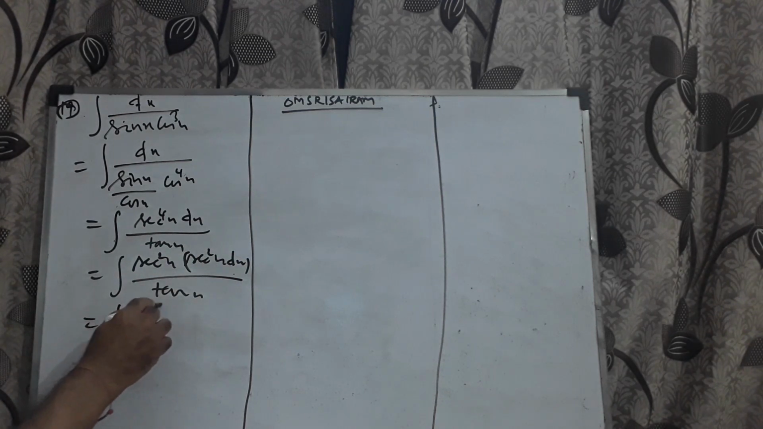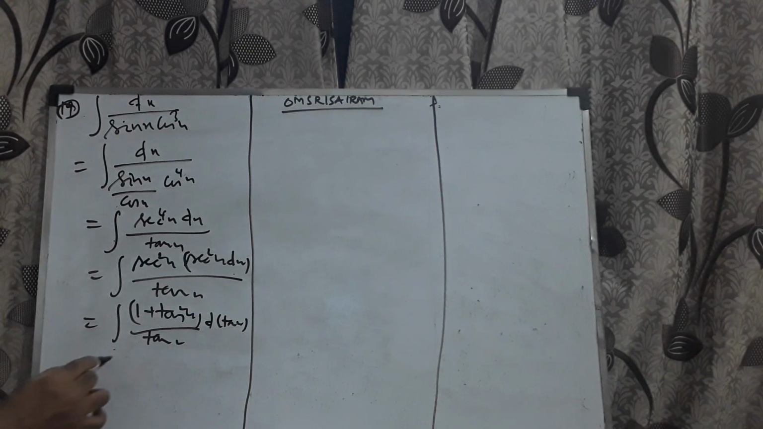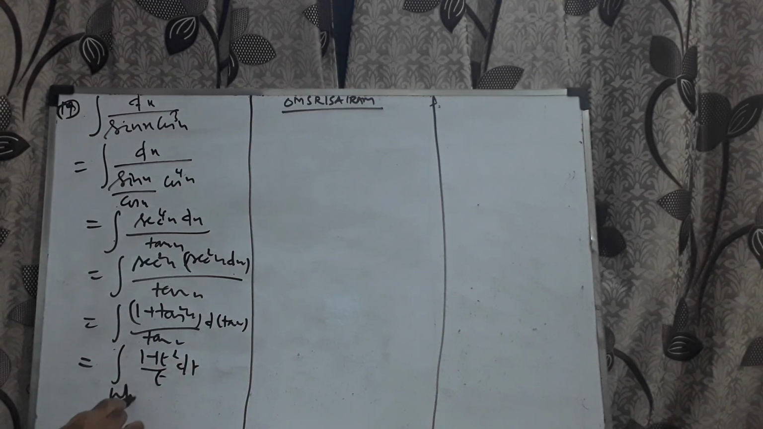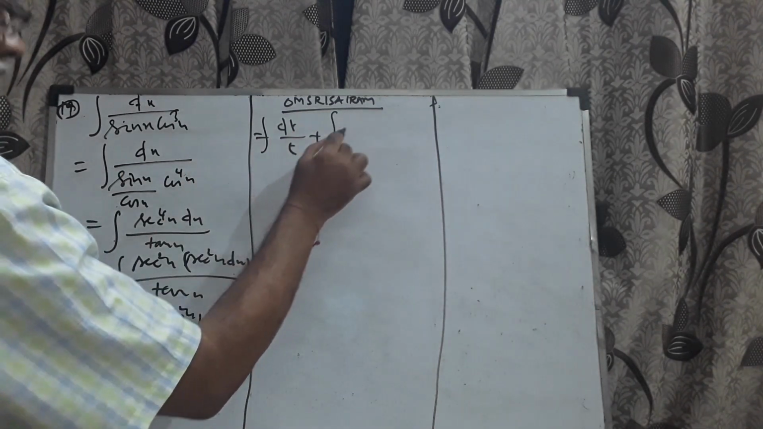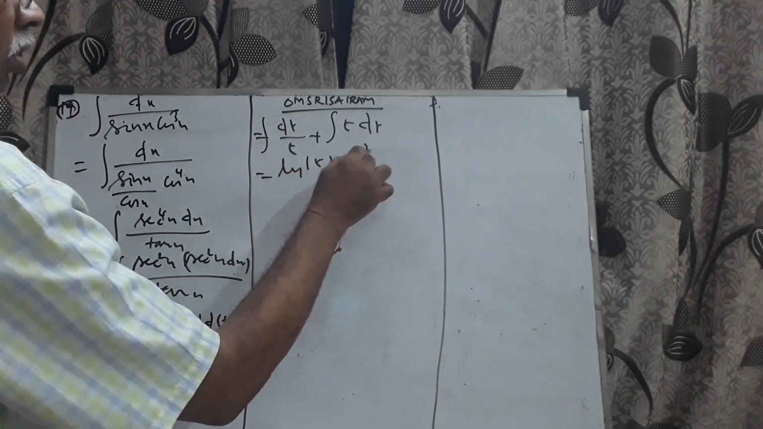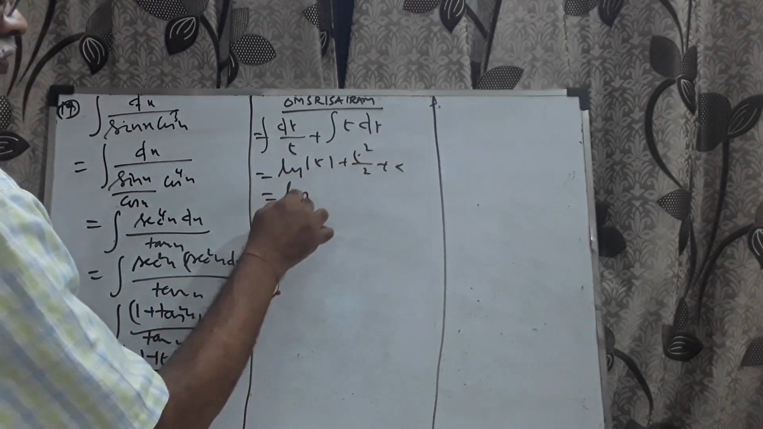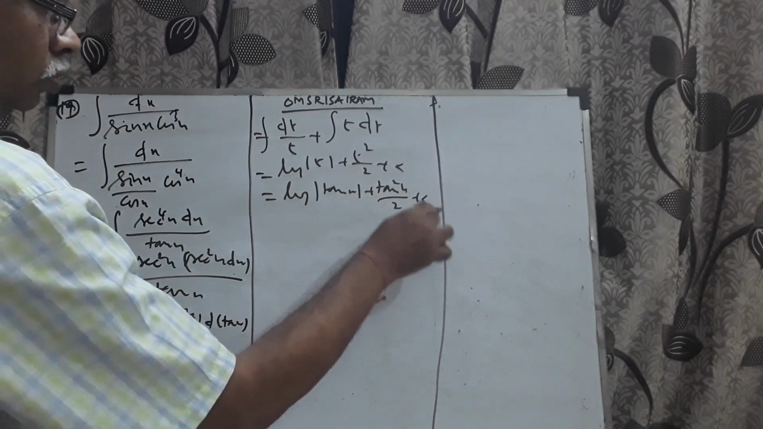This can also be written as (1 plus tan square x) by tan x into d of tan x. D of tan x is nothing but secant square x. This can be written as (1 plus t square) by t dt, where t is tan x, which is integral dt by t plus integral t dt, which is nothing but log mod t plus t square by 2 plus c, which is log mod tan x plus tan square x by 2 plus c.